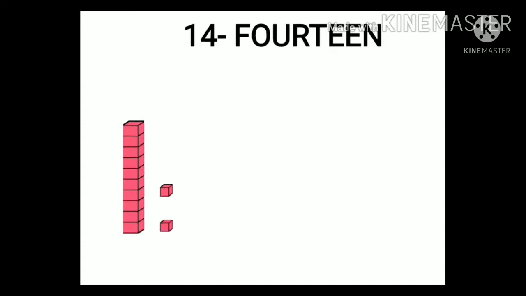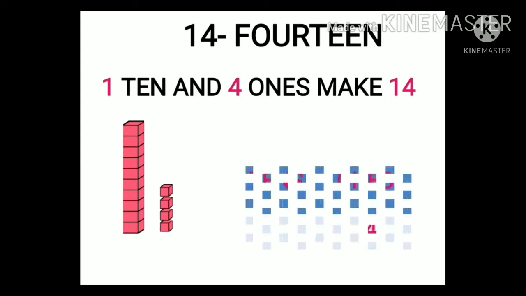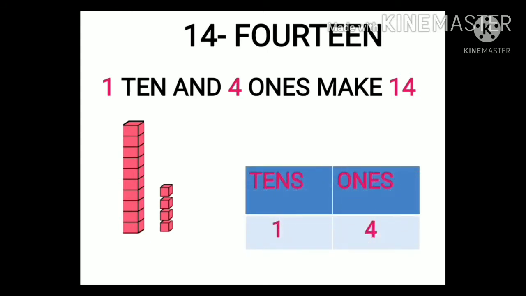1 ten, 1, 2, 3 and 4 ones, isn't it? So 1 ten and 4 ones make 14. So how can we write it? Yes, we write it as 1 and 4. And how many tens are there? 1 ten. And how many ones are there? 4 ones. So 1 4 represents the number 14.